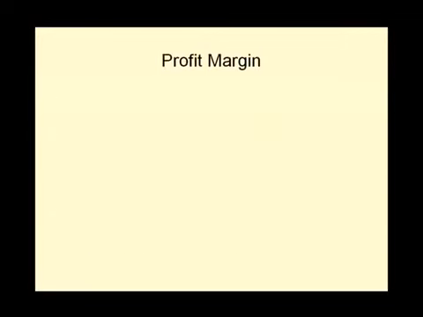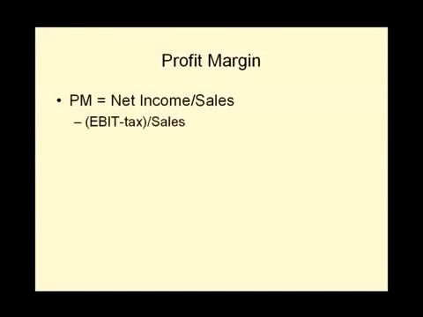The third component ratio of the DuPont analysis is profit margin. Profit margin is defined as net income divided by sales or revenue. There are actually a couple of specific definitions of profit margin. One is to take the ratio of earnings before interest and taxes minus tax payments divided by sales or revenue. That version of profit margin reflects the profit rate to all investors.